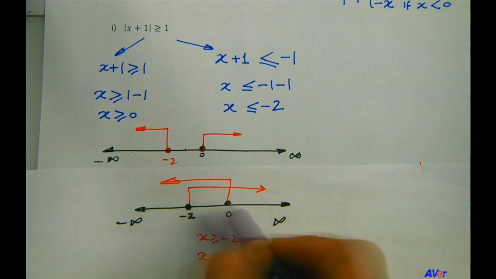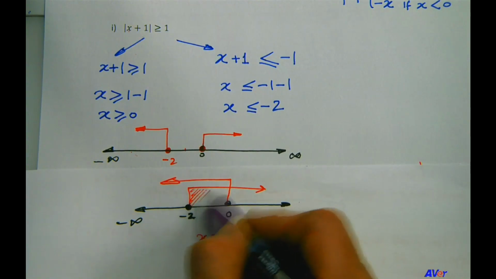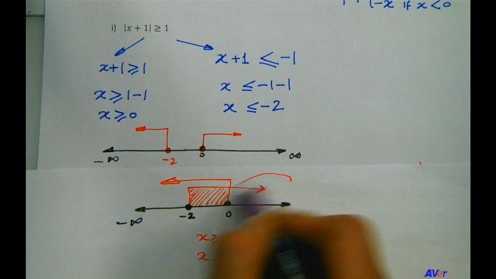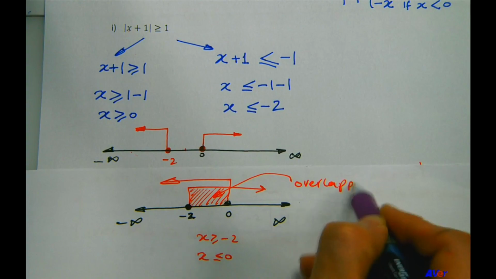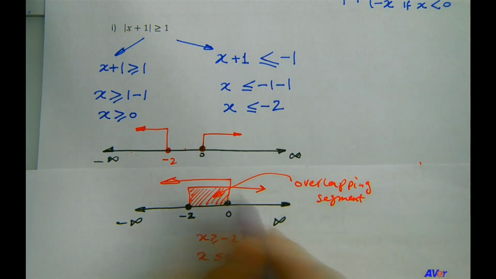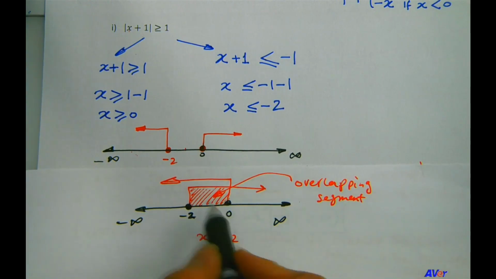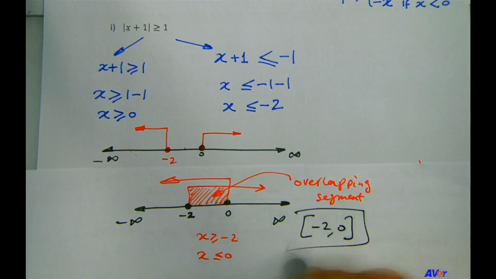If the individual solutions overlap, which they are here, they're overlapping here, overlapping piece or segment, then the final solution will be the overlapping piece. So bracket -2 comma 0. That would be the answer for that. Okay, I hope this is clear. Please make sure you remember that.